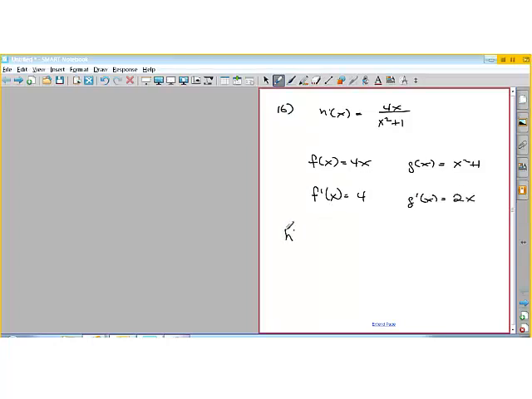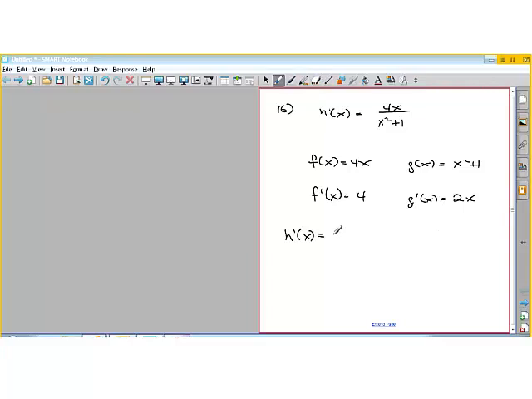So we know that h prime of x is 4x times 2x minus 4 times x squared plus 1. F of x times g prime of x minus g of x times f prime of x. Actually, that's the wrong way around, isn't it? Okay, let's try it again.